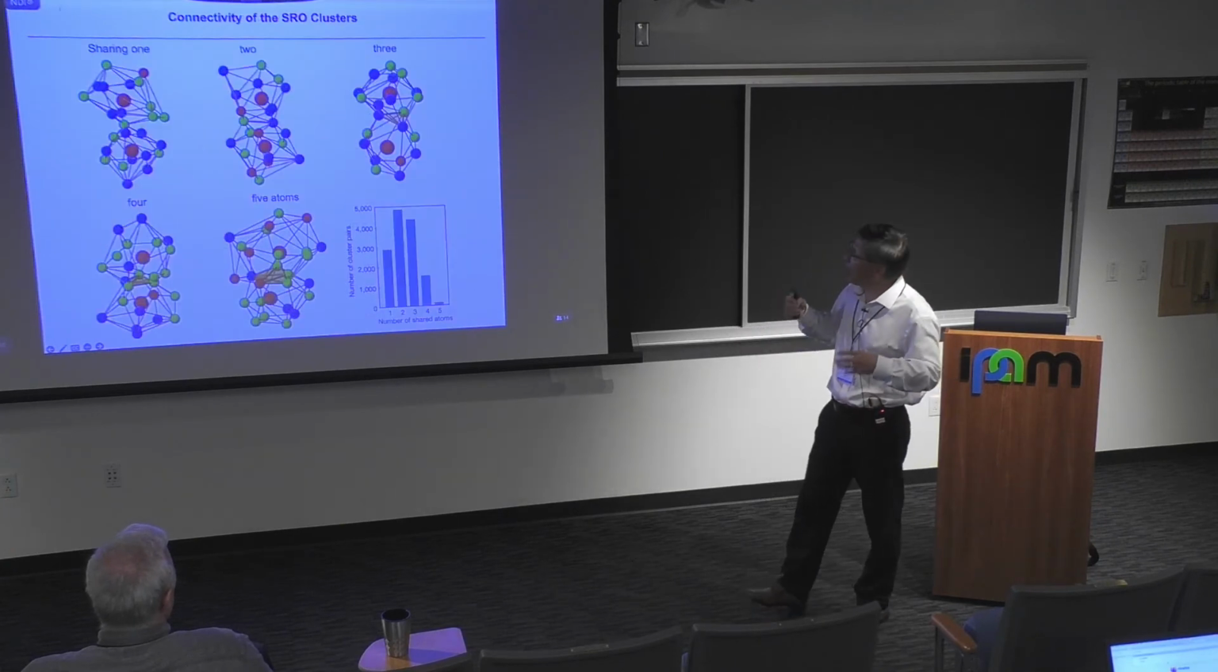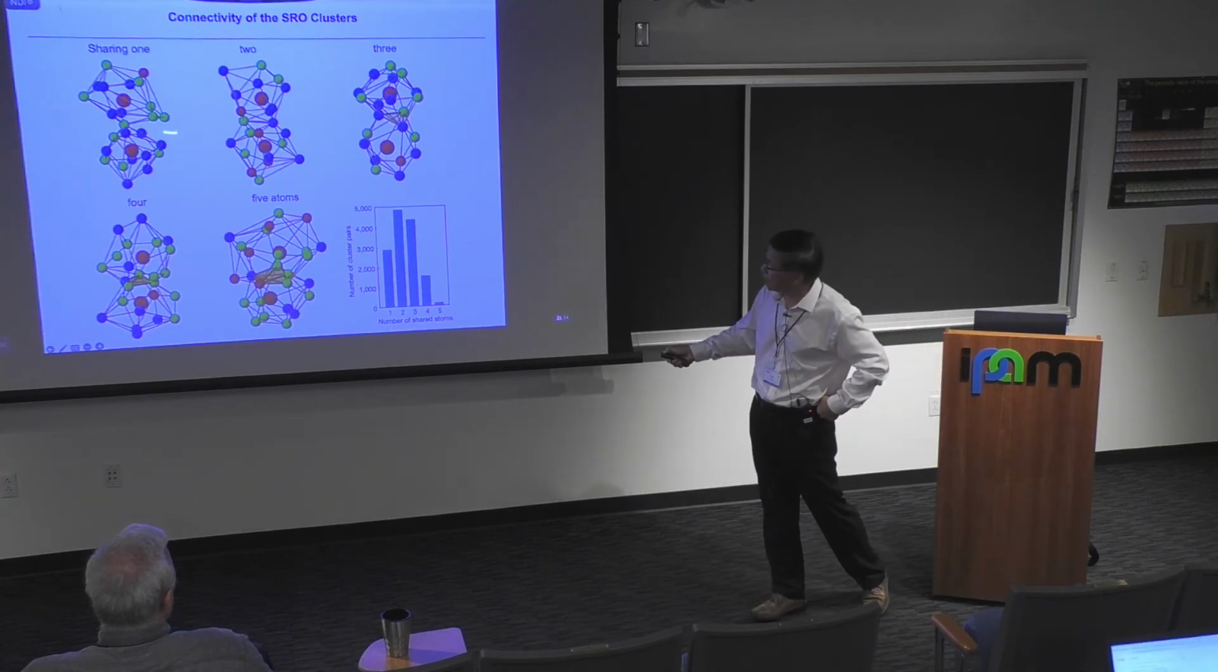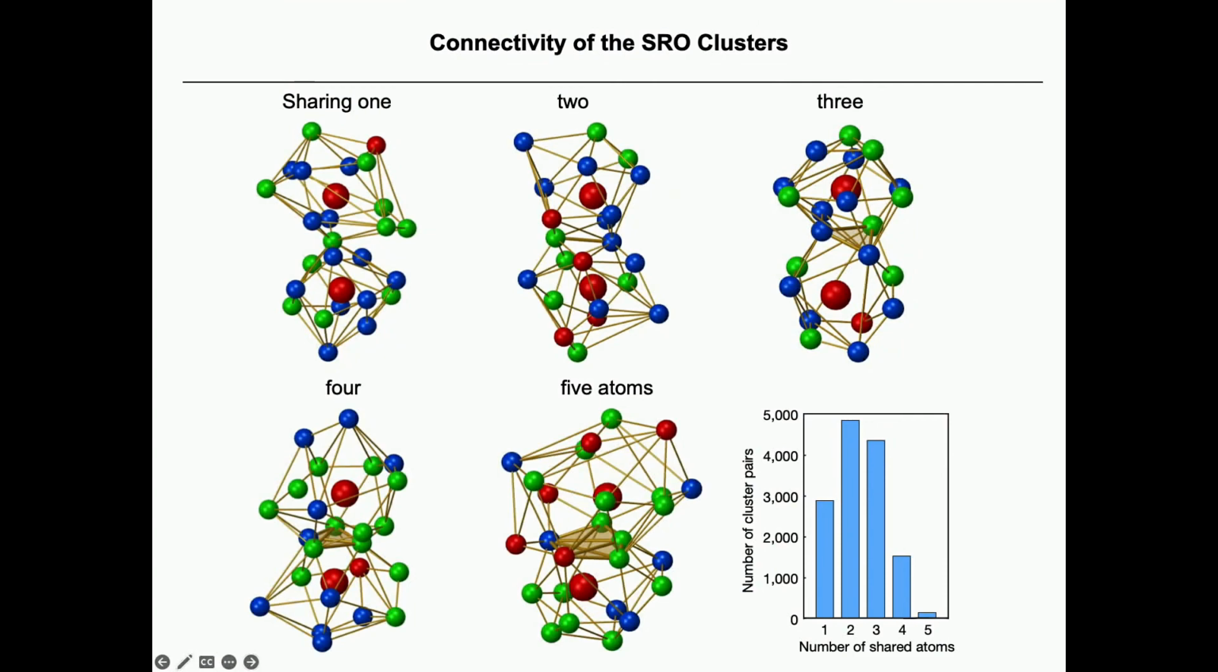And then we look at how this SRO connectivity, and they're sharing one atom. This is clustering SRO, okay? The connected, and there's 2, 3, 4, and 5. The most abundant are 2 and 3, which is these two cases.